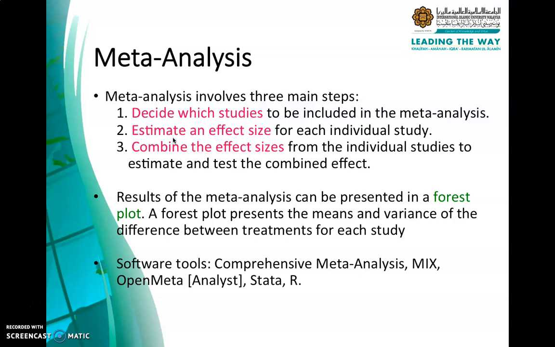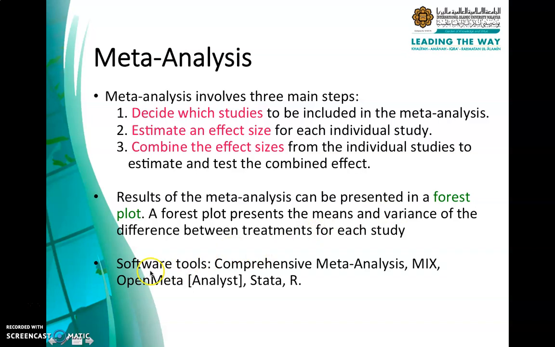And then thirdly is to combine the effect sizes from individual studies to get the average effect size, the estimate of the combined effect. The results of the meta-analysis can be presented in the form of a forest plot. A forest plot presents the means and variance of the difference between treatments for each study. So we can easily visualize the findings, because we are talking about quantitative findings, using a forest plot. This is what we're going to see next.